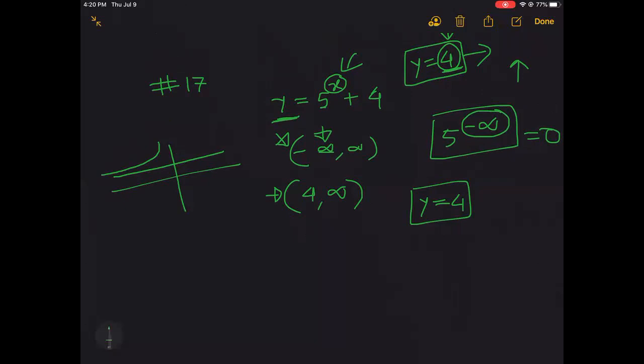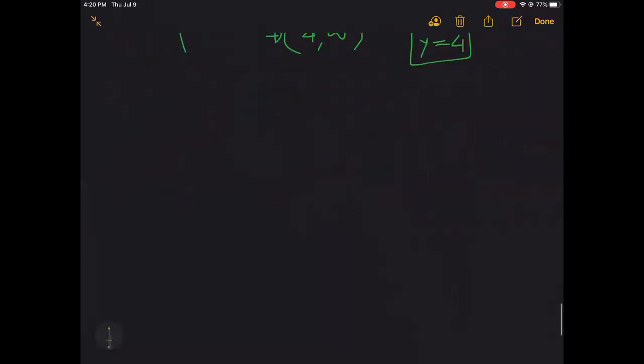And next question is, what is the y-intercept? Okay, so for y-intercept, we know we just plug in x equals 0, right? So 5 to the 0 plus 4, 1 plus 4 is 5. So that should be your y-intercept.